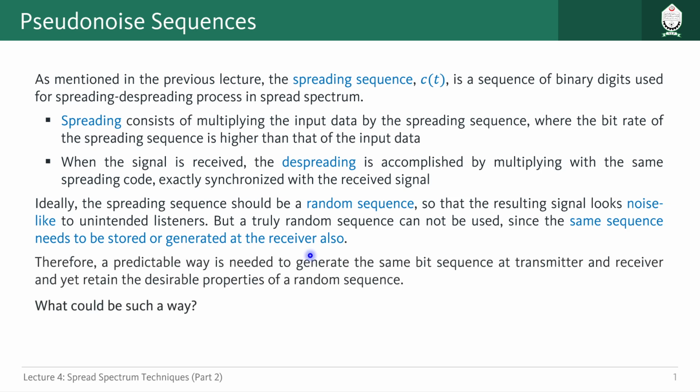Our spreading sequence should have the characteristics or properties of random signals, but it should not be random. It should be deterministic, so that we can generate the same signal at the transmitter and at the receiver also. So how can we do that? What is the solution for that? The answer is pseudo-random numbers or pseudo-noise sequences, as we will see in this lecture.